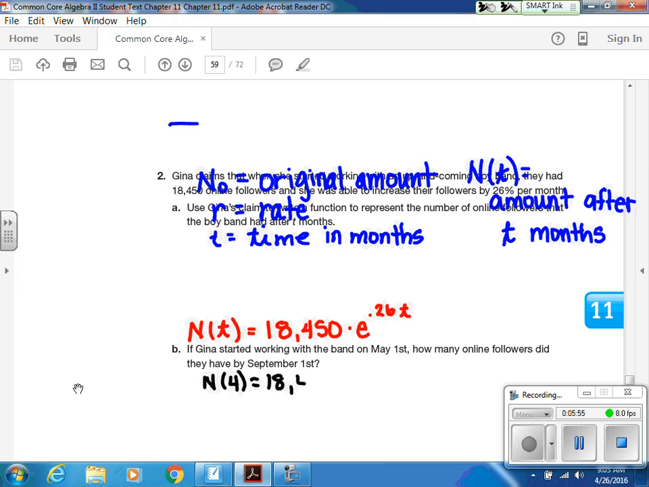That's N of 4, the number of followers after 4 months. It is 18,450 times e to the 0.26 times 4. This right here can all go on your calculator in one fell swoop. Just hit enter. Put them together. I didn't even have time to write it down. Alright, so after 4 months they had 52,199 followers.